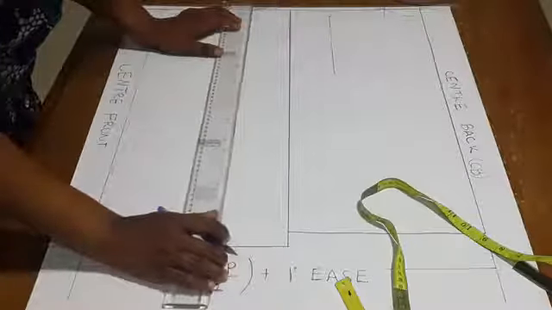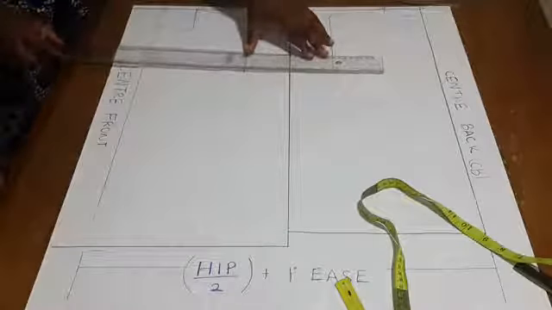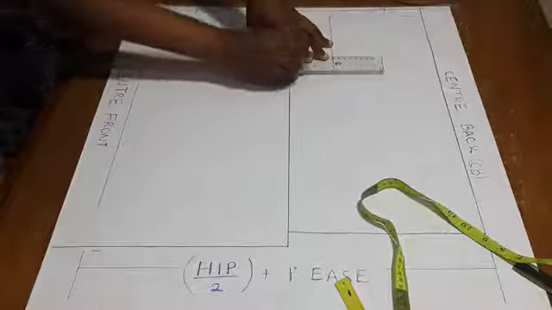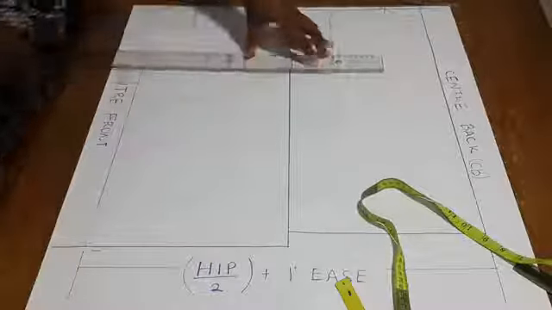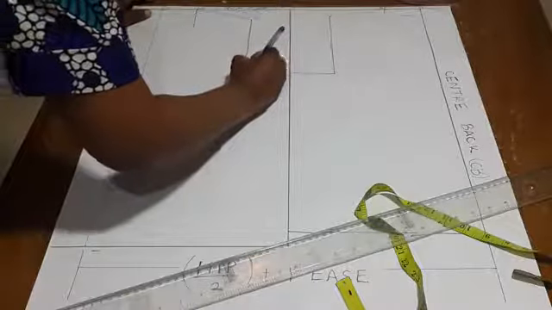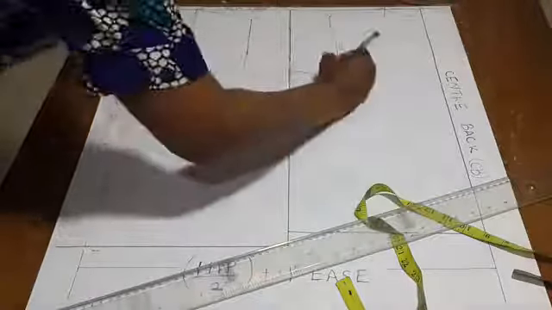Trying to make the points bolder so that you can see clearly. And I connect the two underarm points with a straight line. So this is my UP, my underarm point, and this equally is my underarm point for the back.